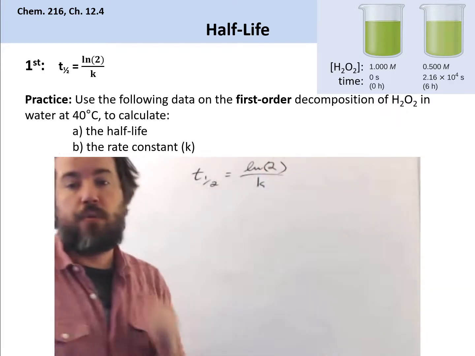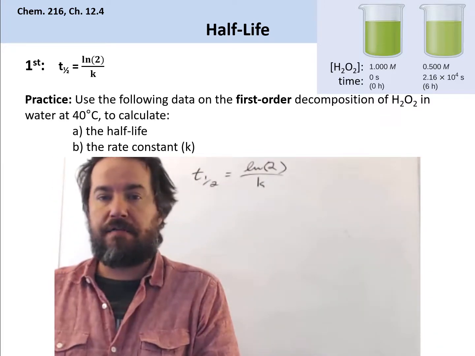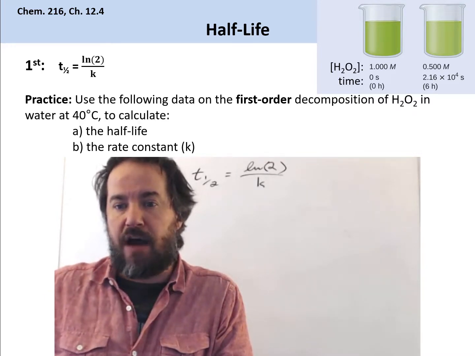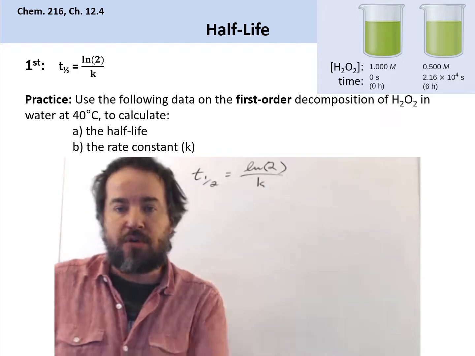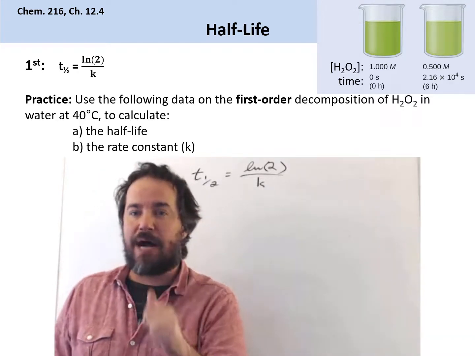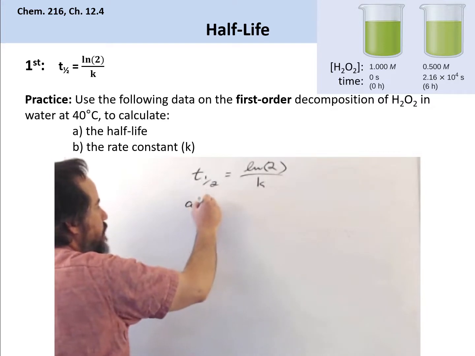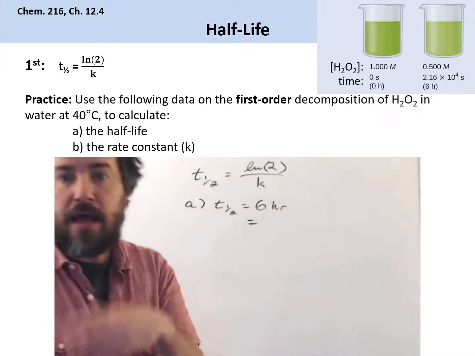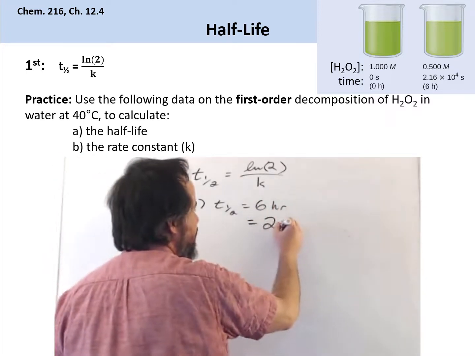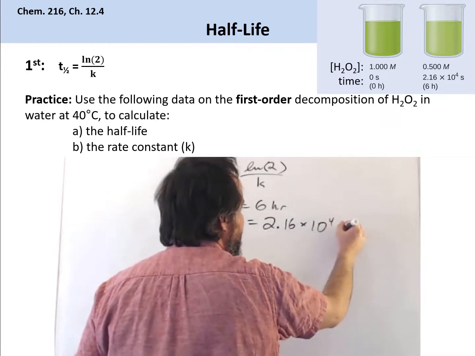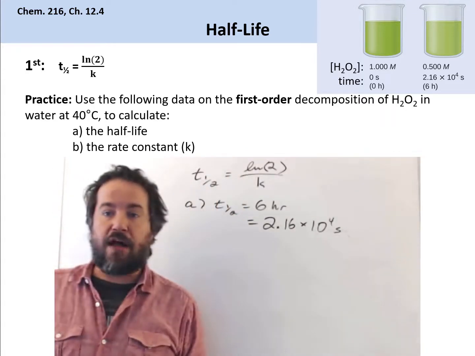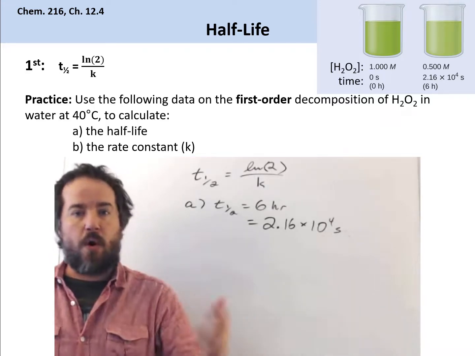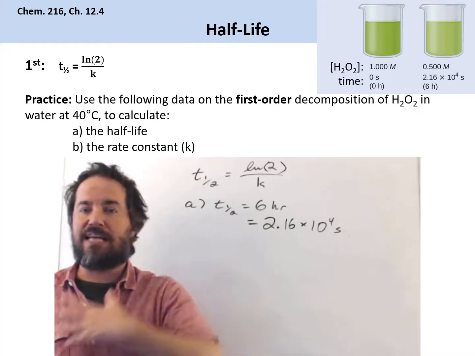So we want to figure out the half-life. Let's look at this. We start off at 1 molar, then we get to 0.5 molar. That's half as much. So the time required for that is my half-life. So my half-life is 6 hours, or 2.16 times 10 to the 4th seconds. These are both my half-life. In the same way, how long have I been speaking? 13 minutes. Or I could do 13 minutes times 60 seconds and say it in seconds.